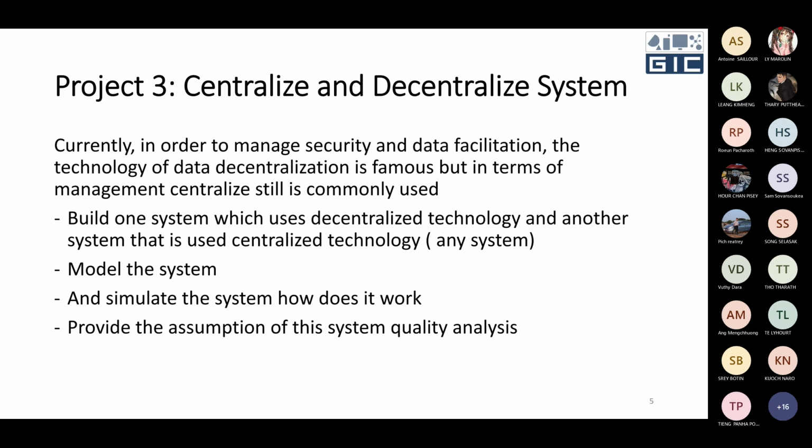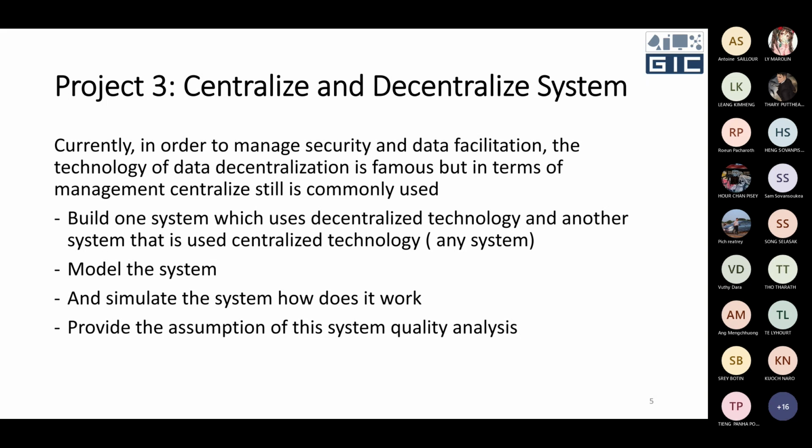Our project is that currently, in order to manage security and data facilitation, the technology of data decentralization is very famous. But in terms of management, centralized is still commonly used. As I gave the example, the data structure in cryptocurrency and blockchain is decentralized. If I am a manager and I use a hotspot in my company, and every access point is controlled by only one application or workplace, so I can manage everything, we call that centralized.